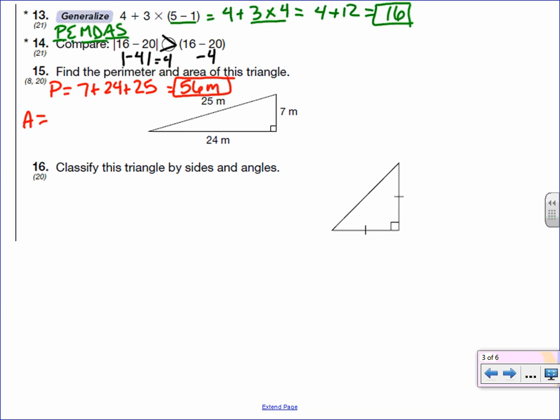The formula for area of a triangle is 1/2 times the base, which is 24, times the height, which is 7. The base and the height need to be perpendicular, and that's what the right angle tells us. So half of 24 is 12. 12 times 7 is 10 times 7, plus 2 times 7. 10 times 7 is 70, plus 14 is 84, and units on area are the lengths units squared.